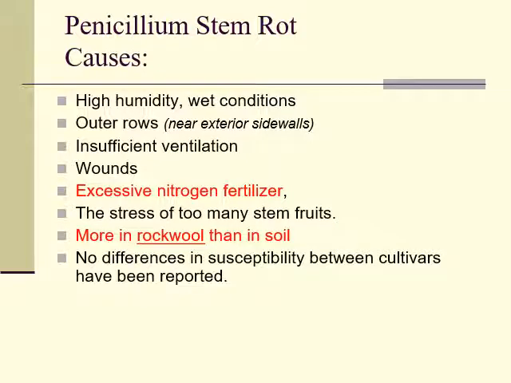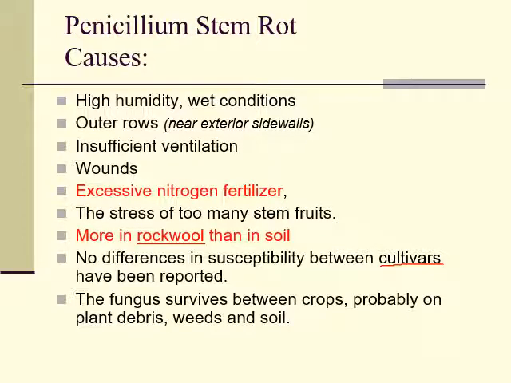This is a challenge. So far with penicillium, there's no resistance between cultivars, so you can't choose different cultivars to try to prevent it from happening. You have to just deal with it. And unfortunately, it does survive between crops. So you have to make sure you sterilize the greenhouse properly before you plant a new crop.